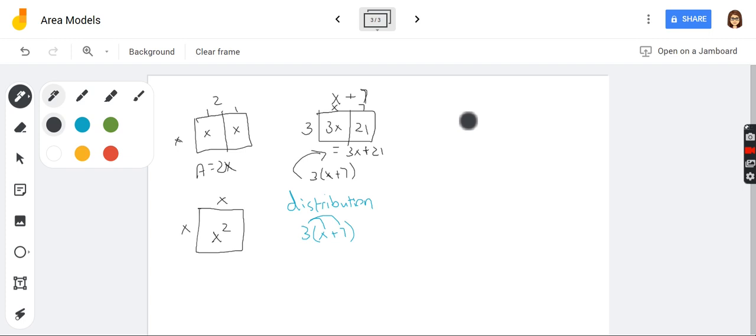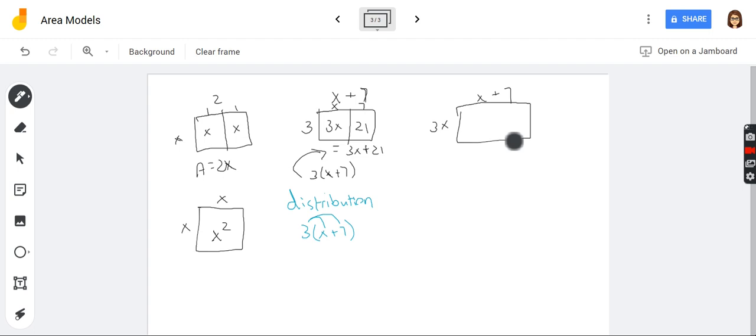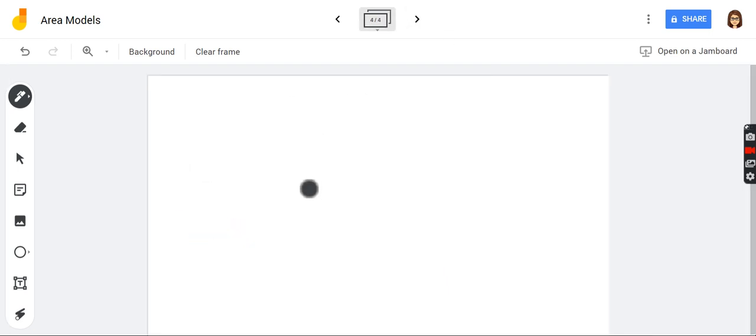Now here's the fun part. Actually, you know what? I'm going to throw one more in before I get to my favorite. So what if you had 3x times x plus 7? Okay, then what happens? Well, the x plus 7 is going to be split into x and 7. 3x and x, well, the x times x we said is x squared. And now it's 3 of those. So that's 3x squared. And 3x times 7 is 21x. So 3x times x plus 7 is equal to 3x squared plus 21x. Okay, let me go to the next frame.